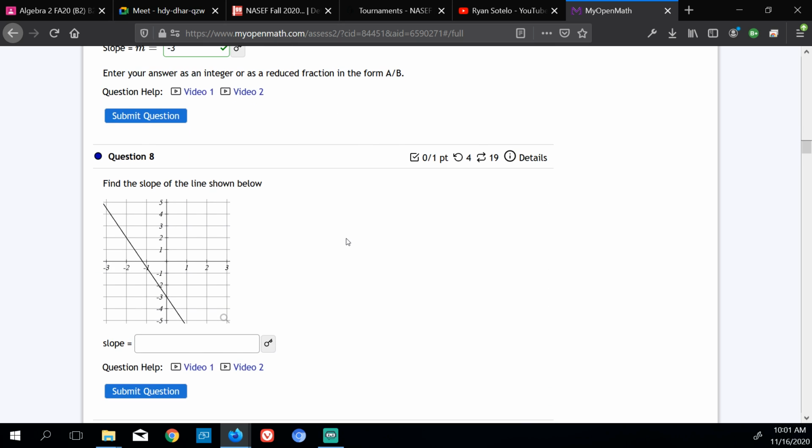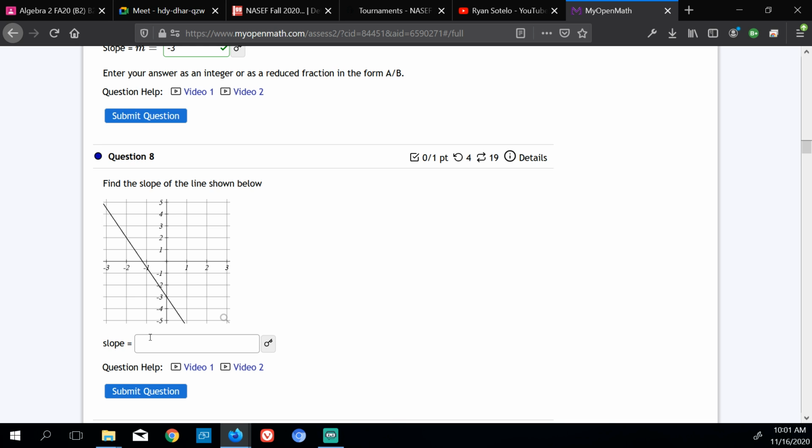Here's another one we want the slope of. Again, I don't like when they're not crossing perfectly. So I'll try to find a spot where it crosses perfectly and then another spot where it crosses perfectly. So here it went from +2 down to -3. How much did it go down?